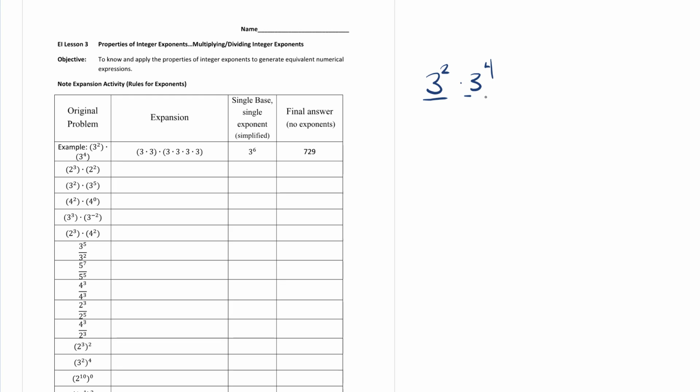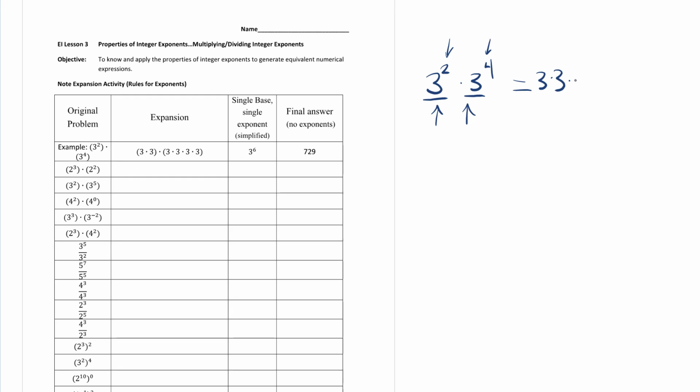When you have the same base, the base is the number to which a power is raised. So 3 is the base in this situation. When you are multiplying two numbers of the same base, but different powers, it turns out you can use this to your advantage and add those powers together. I'll show you why. 3 squared is 3 times 3.